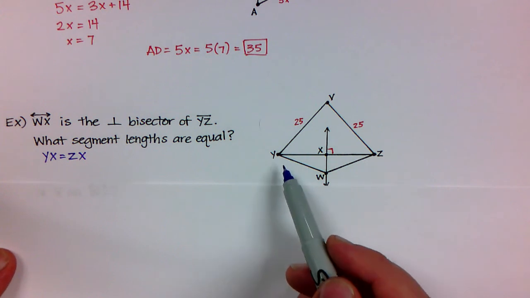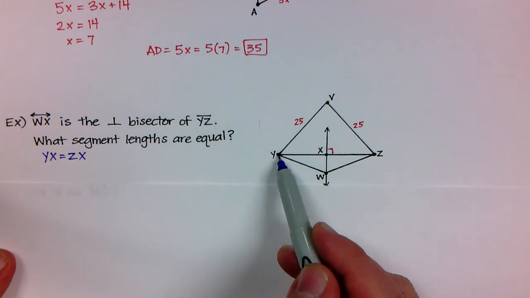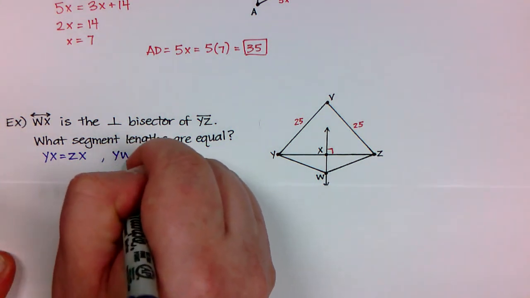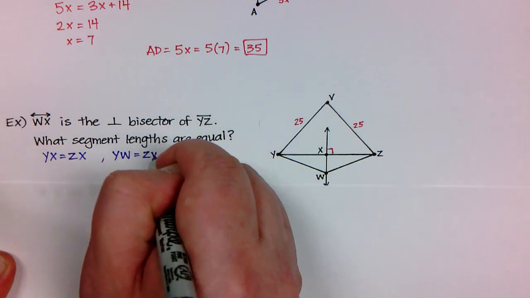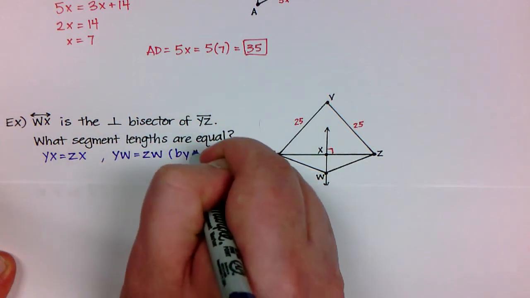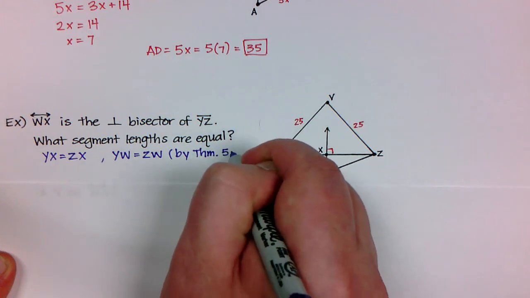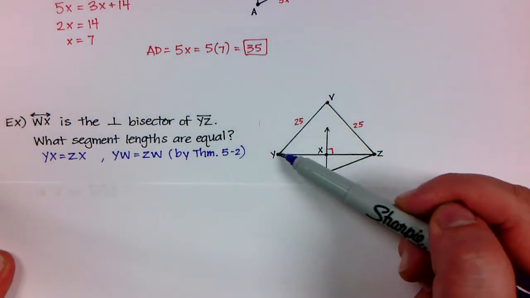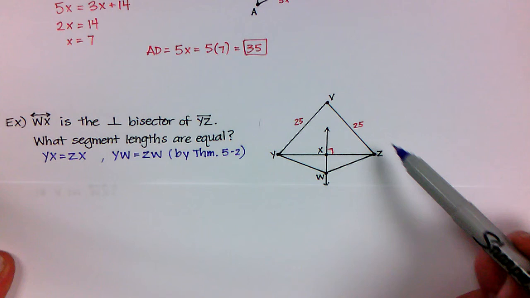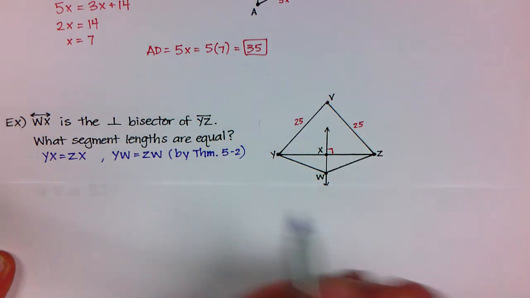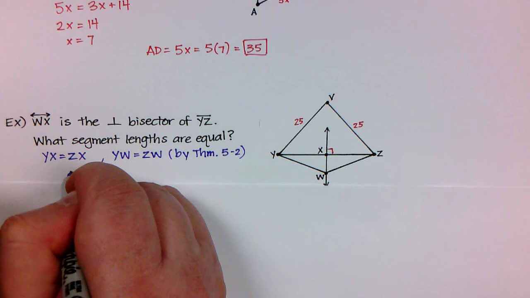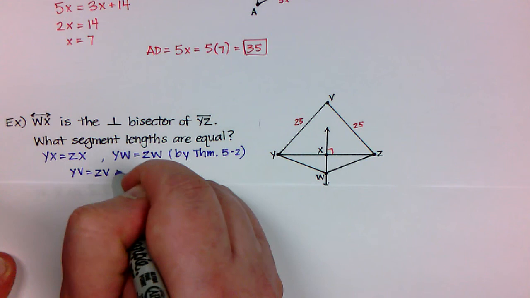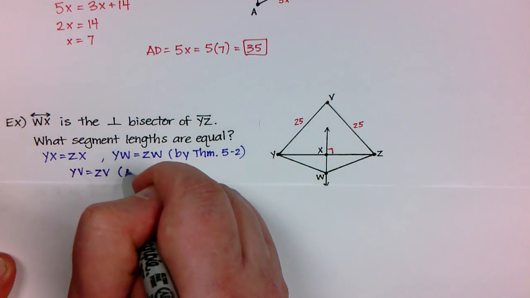Also, I know from Theorem 5-2 that YW is equal to ZW. This is by Theorem 5-2. And then also, just by looking at the diagram, since YV is 25 and also ZV is 25, those segments must also be equal to one another. So YV is also equal to ZV, and that's just shown in the diagram. I'll just say in diagram.